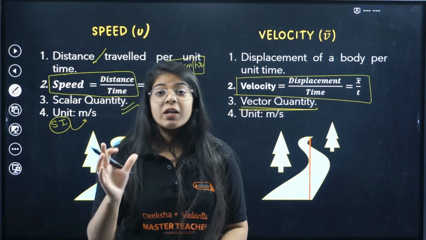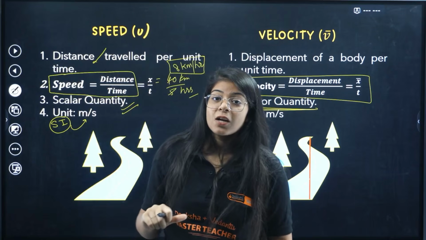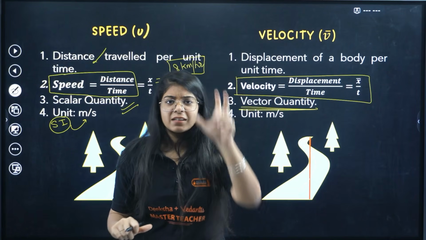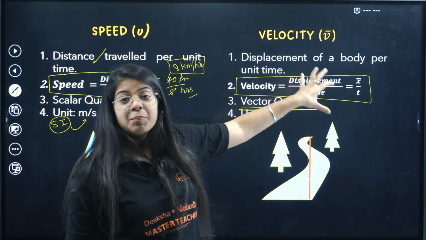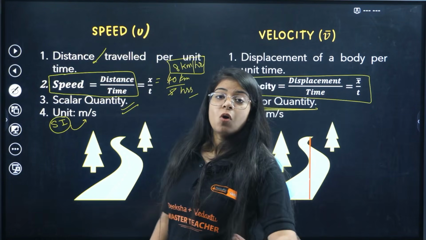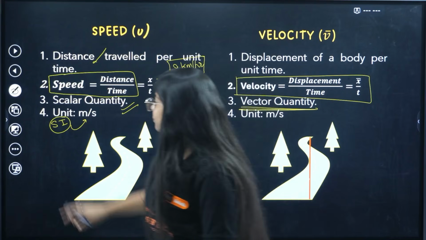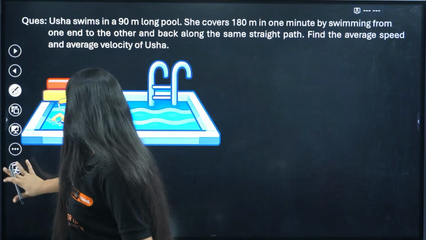Speed is a scalar quantity. How can you remember? Just S of speed, S of scalar. So speed is a scalar quantity. V of velocity, V of vector. Velocity is a vector quantity. Very easy. Shortest distance traveled per unit time is velocity. Normal distance traveled per unit time is called speed. Understood? Okay. Next we have, let's do a quick, very easy question.